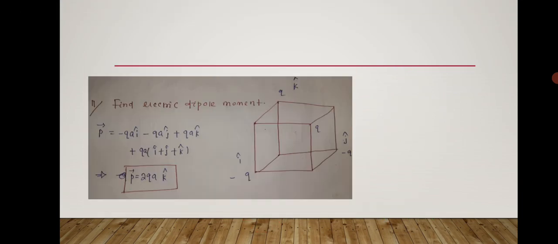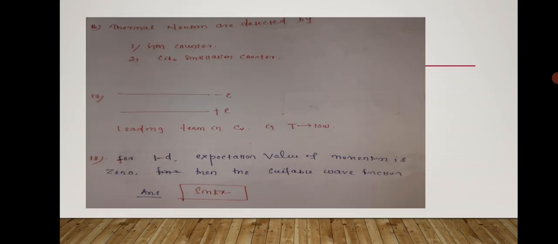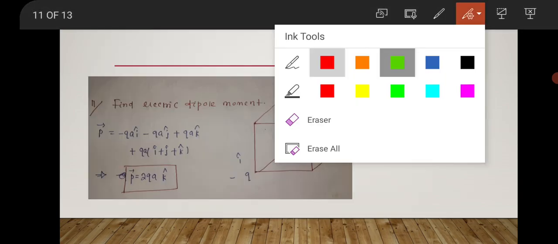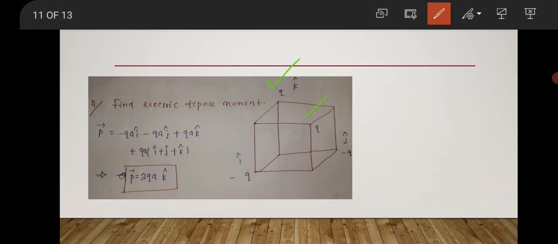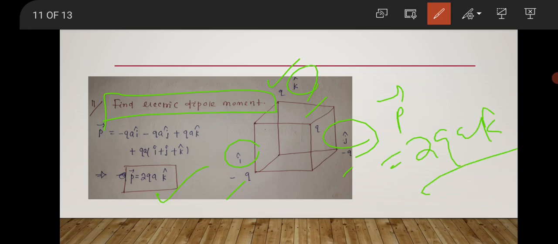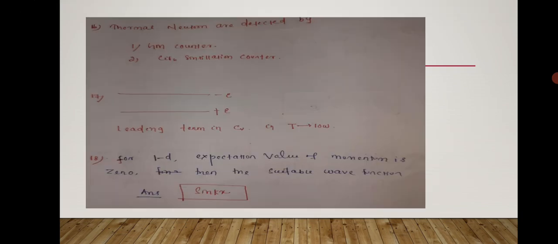Okay, moving to the next part. This is an EMT question, and there was a charge arrangement like this. There was a q charge here. This is q charge, this is minus q, and this is minus q. This is the j axis, k axis, and this is the i axis. So what will be the total electric dipole moment? If we put this in for each individual charge and its position, then we will get the dipole moment vector as 2qa k cap. Okay, so this will be the correct answer to the question.